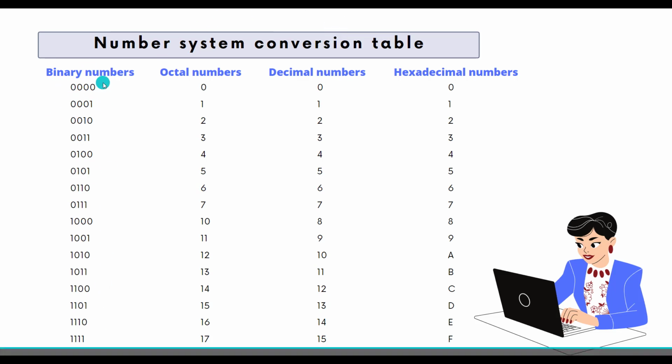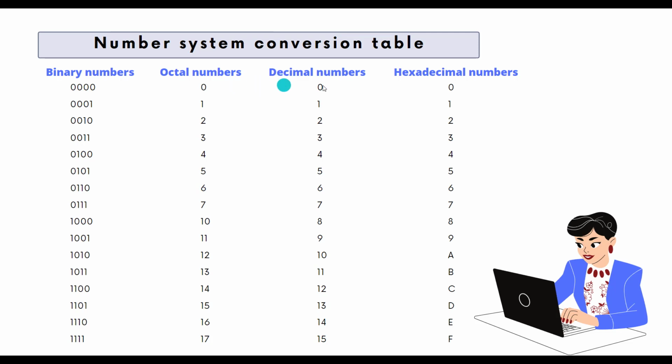For binary numbers, the base is 2. For octal, the base is 8. For decimal, the base is 10. And for hexadecimal, the base is 16. So that's what we are going to do.